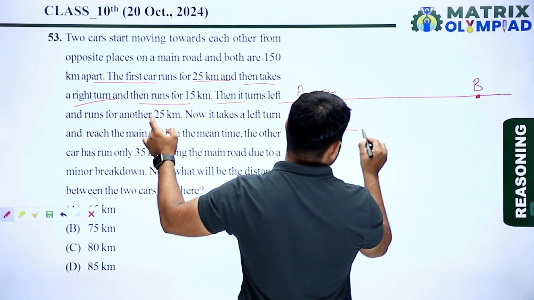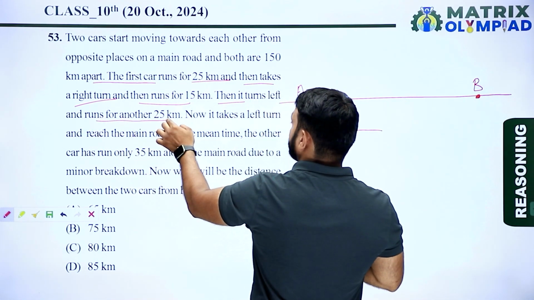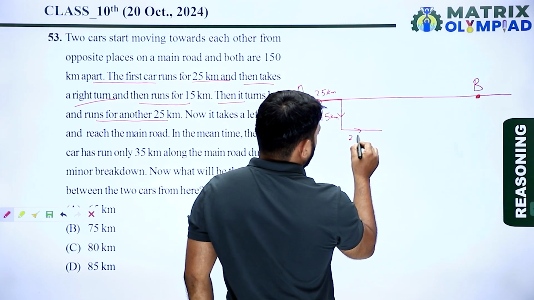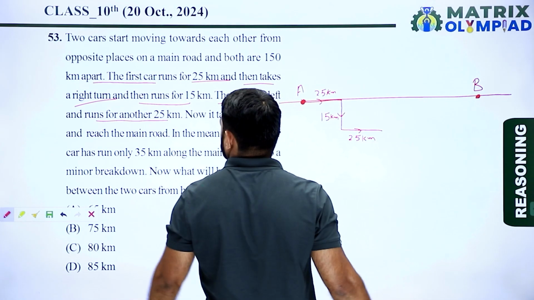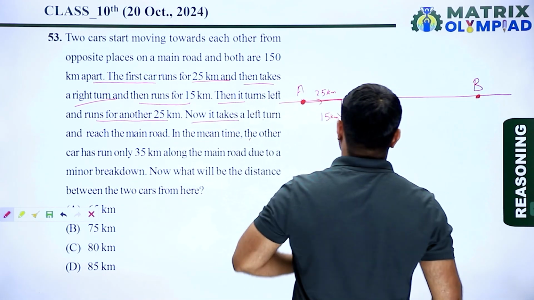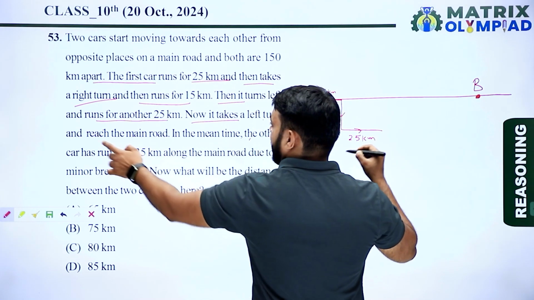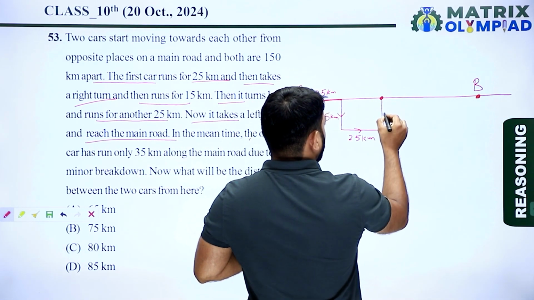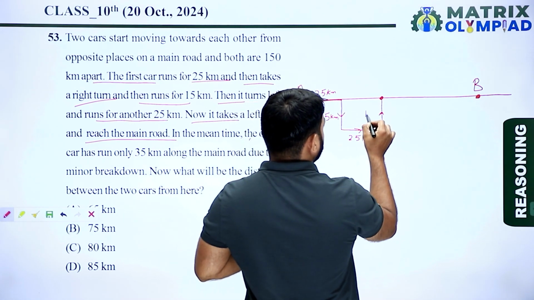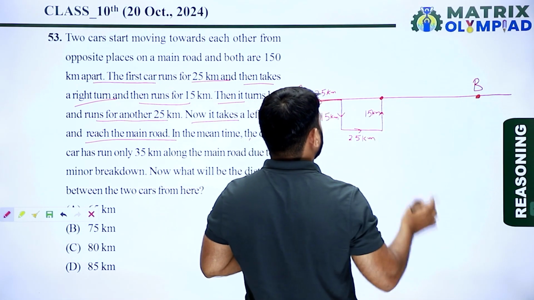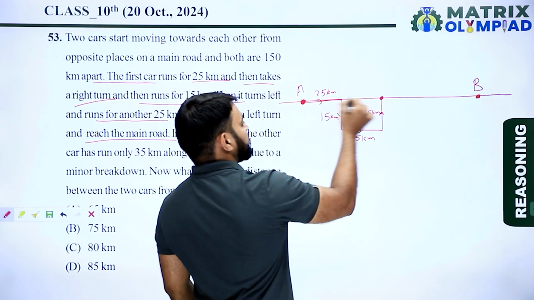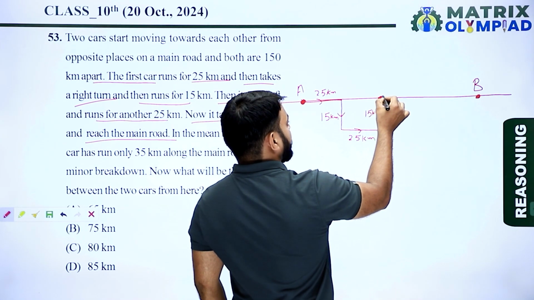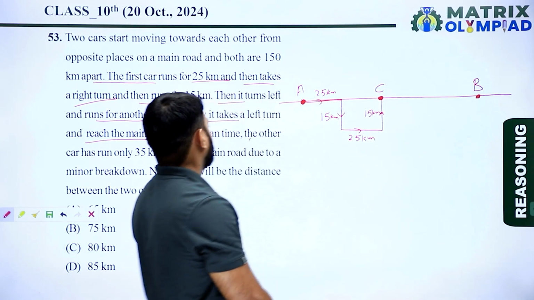फिर उसके बाद लेफ्ट टर्न लेती है एंड रन्स फॉर अनदर 25 किलोमीटर. फिर से 25 किलोमीटर चलती है. नाउ इट टेक ए लेफ्ट टर्न, फिर से लेफ्ट टर्न लेती है एंड रीच द मेन रोड. और मेन रोड पे वापस पहुंच जाती है और उसको मेन रोड पे पहुंचने के लिए 15 किलोमीटर की डिस्टेंस कवर करनी होगी. सो लेट्स सपोज कार ए मेन रोड पे C पॉइंट पर पहुंच जाती.